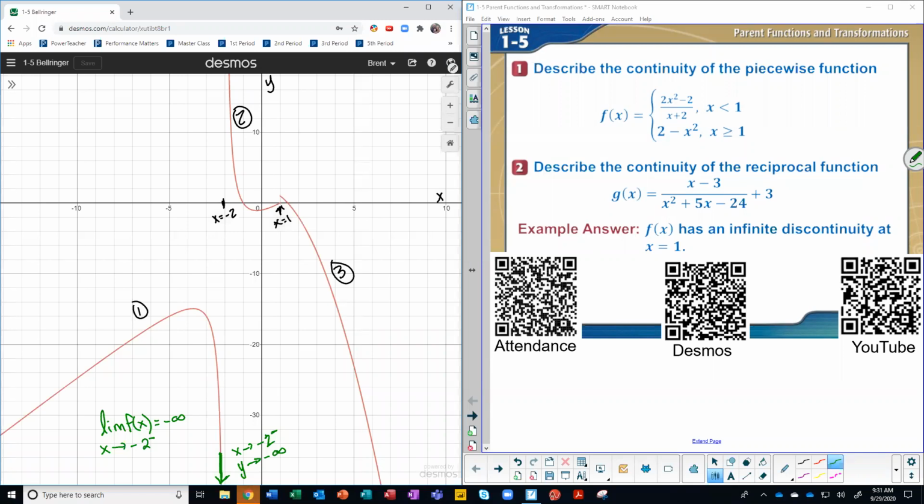Okay, now let's take a look at piece number 2 here. Would you agree with me that this piece, as we get closer and closer to -2, is getting really, really flat? Would you agree or disagree with that statement? Agree. Okay, I hear agree.